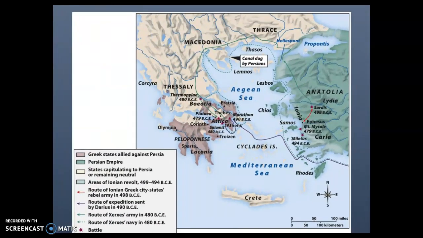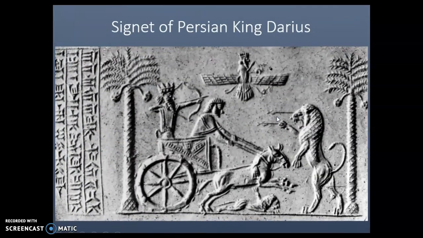And you can see, this is maps of the wars. But again, Ionia is over here. And Athens is there. And so they're going to help with that. This is, we've seen this before. This is just the Persian king Darius.